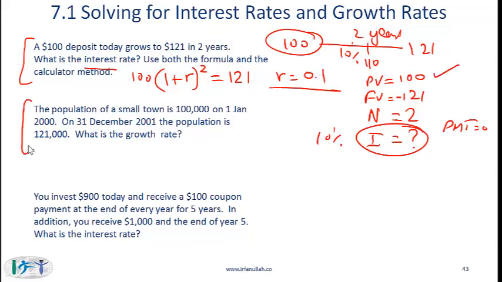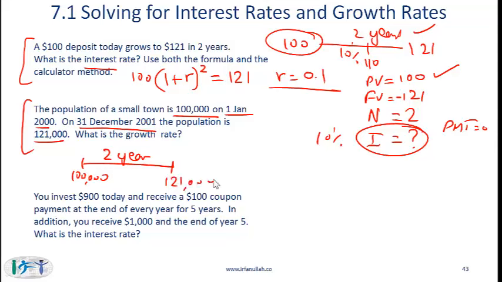Let us now look at another problem. The population of a small town is 100,000 on 1 January 2000. On 31st December 2001, the population is 121,000. What is the growth rate? Notice that we have growth over 2 years. From 1 January 2000 till 31st December 2001 is 2 years. So like this problem, the growth is over 2 years. Initially, the population is 100,000, and then after 2 years, it's 121,000.